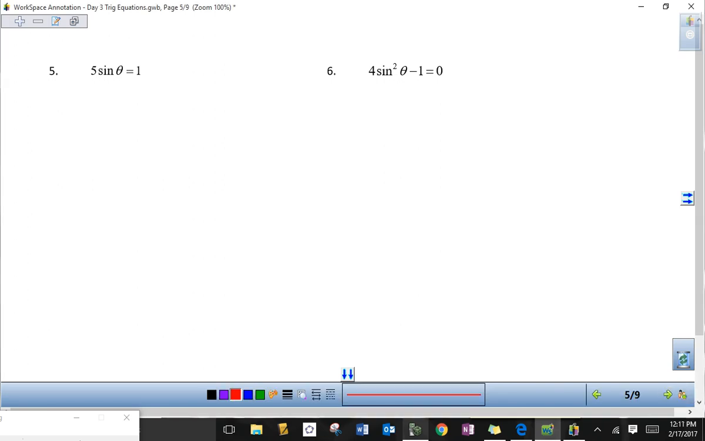Alright, we've got 5 times sine equals 1. Okay, we want to get sine by itself by dividing by 5. 1 and 5 are not nice triangles, okay, but we can still draw them. Sine is positive in the first quadrant or the second quadrant. Since it's not nice, we just need to go figure out what theta would be.